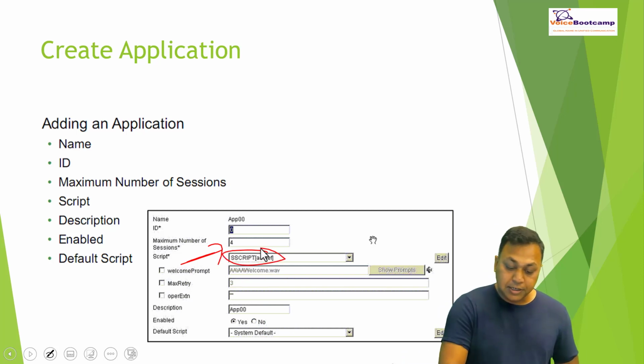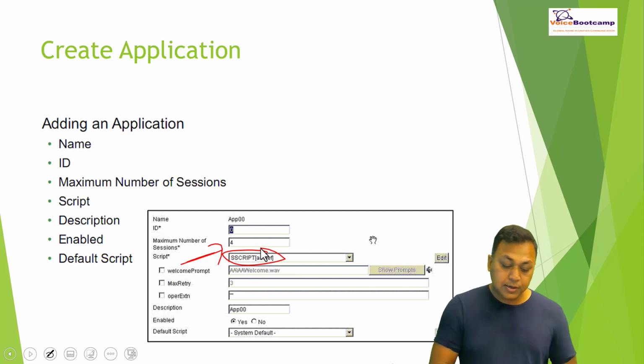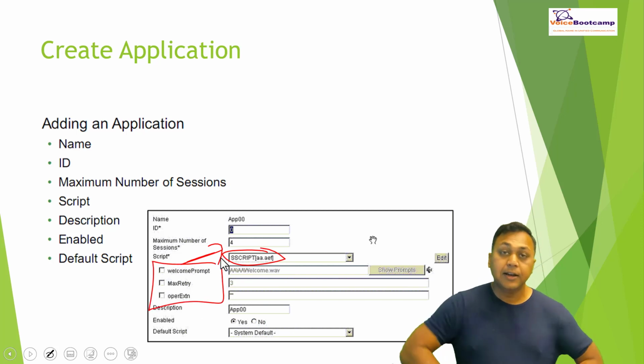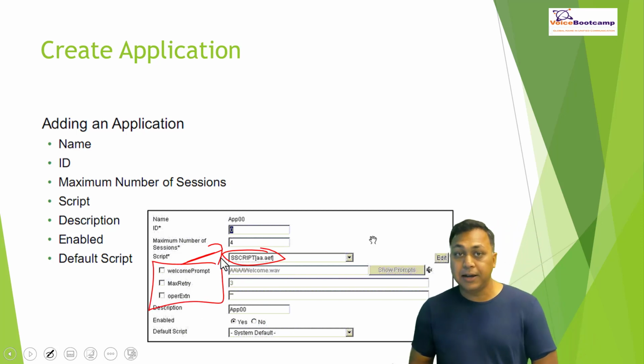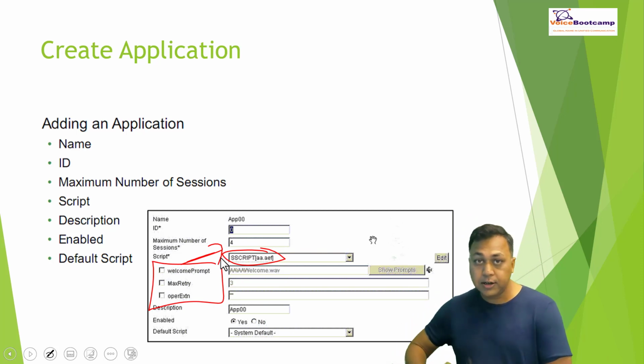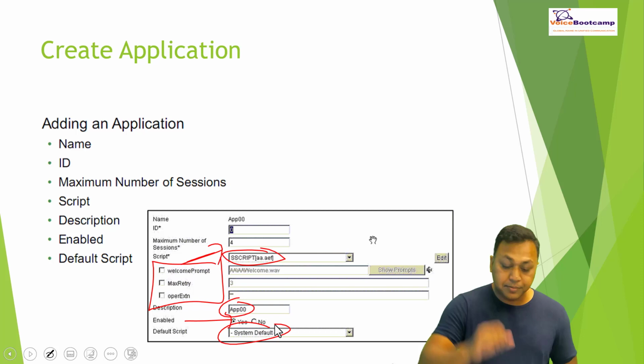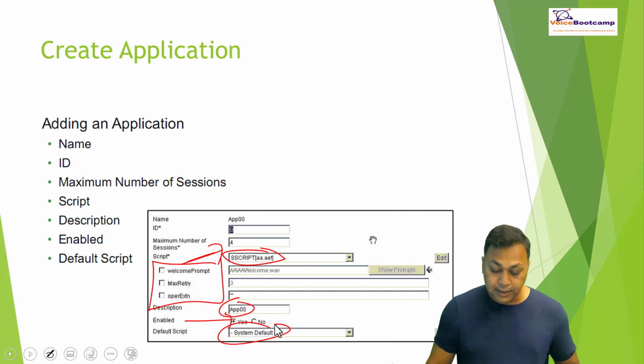This is the script that you develop, or you select one based on the default one. And these are the parameters that the script is asking you to supply values for. We'll talk about those parameters when we learn how to develop a script. Enable the script, give it a description, and have a backup default script if you want to select one.